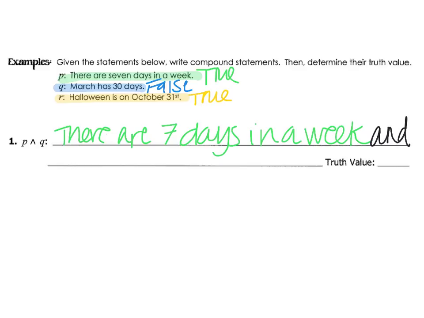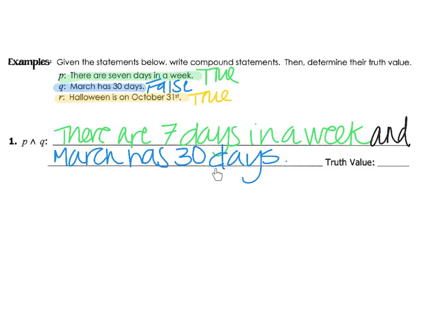Then we want to write our Q statement. So we have there are 7 days in a week and March has 30 days. All right, because we're saying P and Q. So then what we want to do is analyze our statements and determine the truth value of the conjunction. Because it's an up caret, that means it's an and, it's a conjunction. So both statements P and Q have to be true in order for the whole thing to be true, because it has to be this and this.